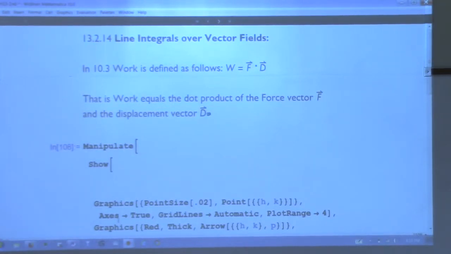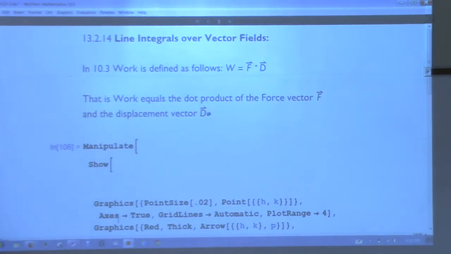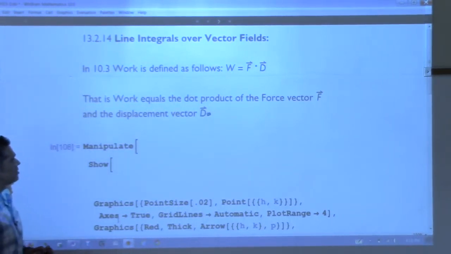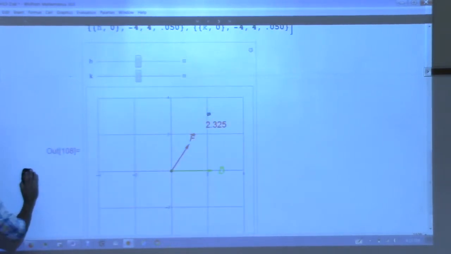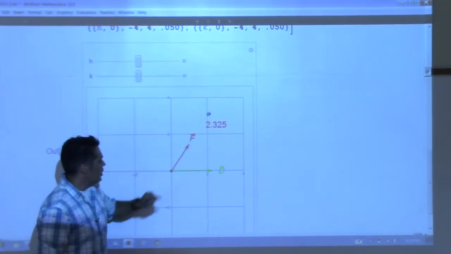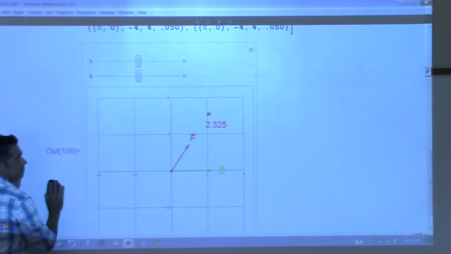All right, so go back to 10.3, and in 10.3 we reminded you of the definition of work. Work is a number, and you can calculate the work by taking the dot product of F and D, where F is the force vector and D is the displacement vector. So if you take the dot product of those two vectors, you get work. So for example, if your displacement vector is here and your force is here, then the work done would be the dot product of those two vectors, which in this case would be 2.35.